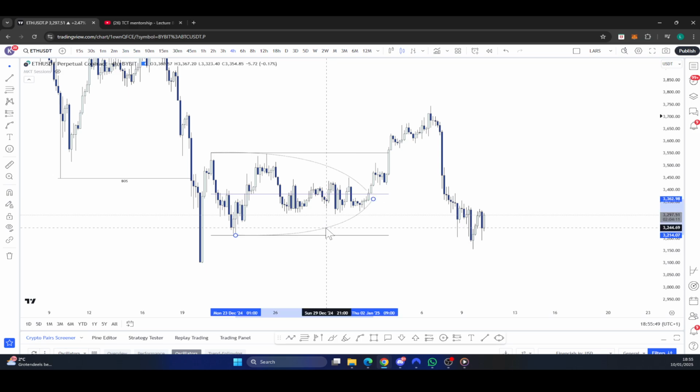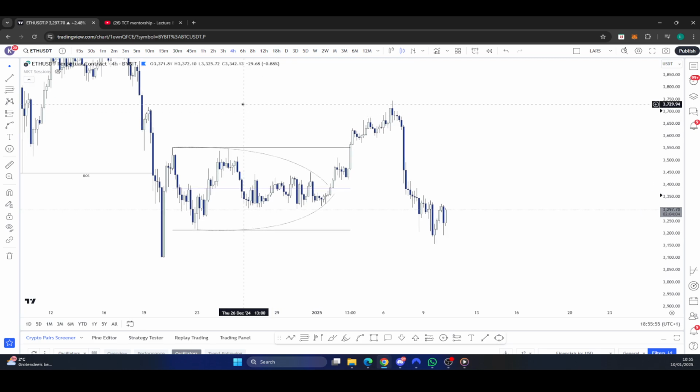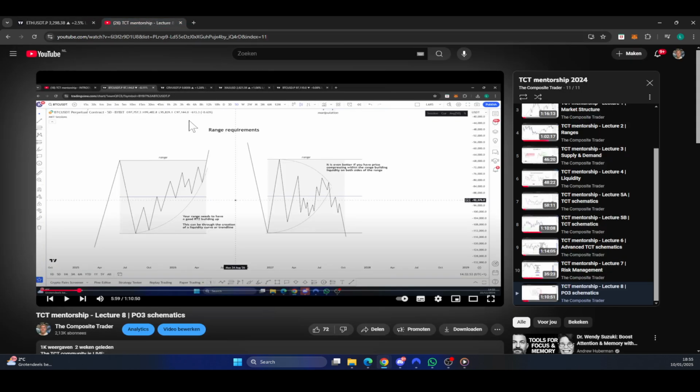Now, if you have paid attention to lecture 8 of the TCT mentorship where I talk about PO3 schematics, I actually say right here, range requirements. In order to have a valid PO3 within your range, you need to have either a good return to zone building up, and this can be through the creation of a liquidity curve or a liquidity trend line.